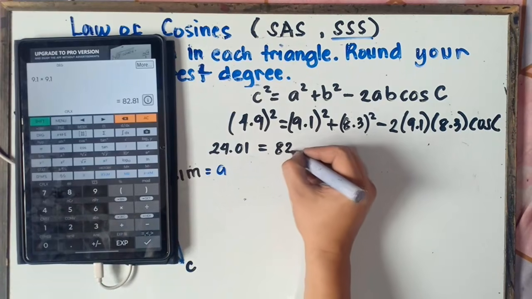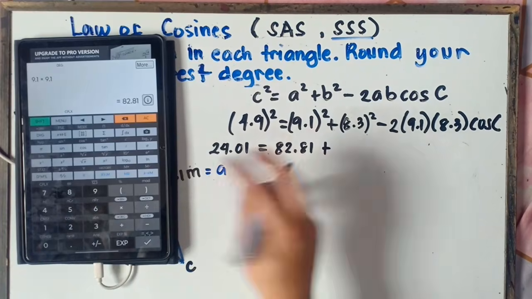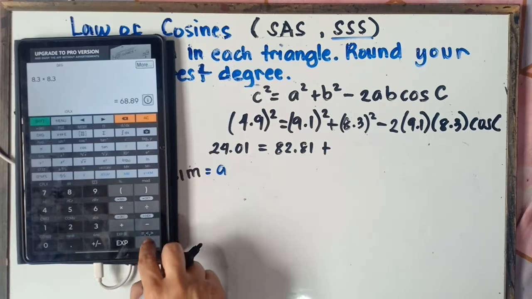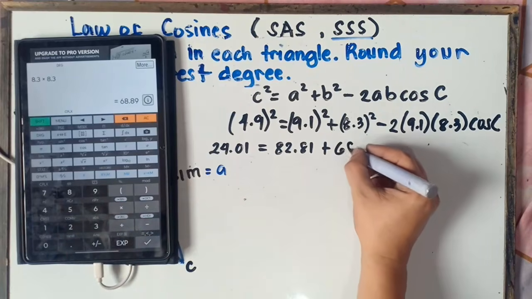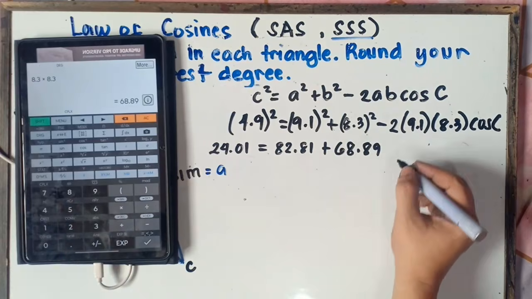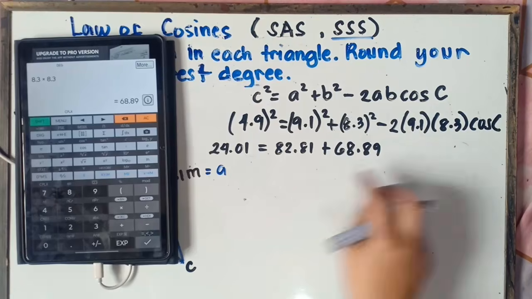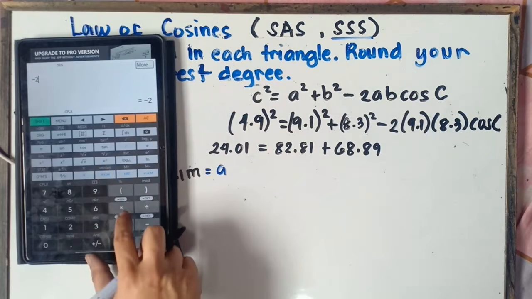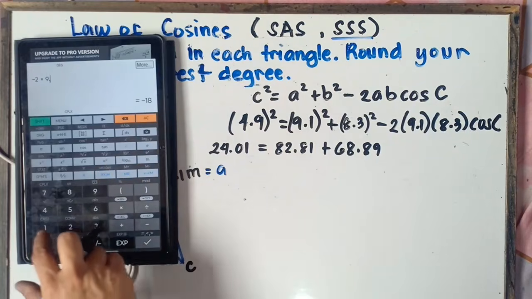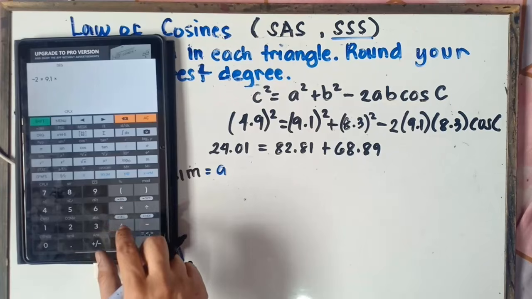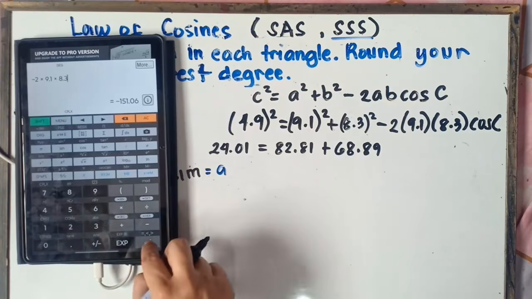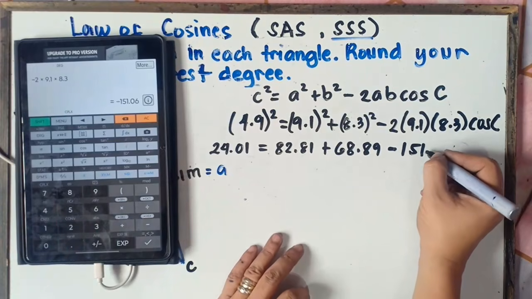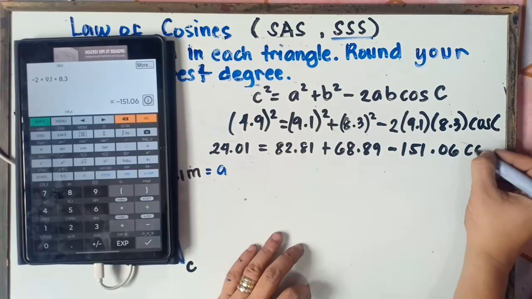That would be 82.81 plus 8.3 times 8.3, so that would be 68.89. And then simply multiply negative 2 times 9.1 times 8.3. So you will have negative 151.06 cosine angle C.